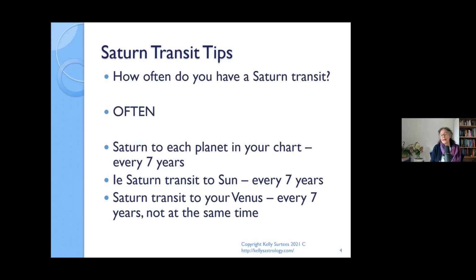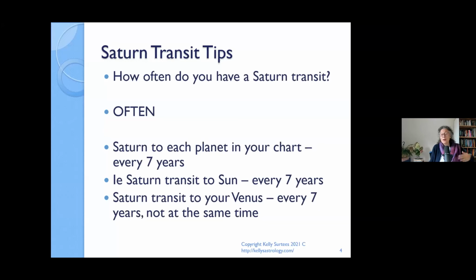Saturn will make one of these dynamic or more dramatic aspects by transit to each planet in your chart every 7 years. For instance, if Saturn is conjunct or square your sun now, 7 years in the future, Saturn might be square or opposite your sun. And then 7 years on from that, Saturn will come back and make another one of those aspects, either the conjunction, the square, or the opposition. So that every 7 years, you're having to do some of this Saturnian work about the sun and the sun stuff in your birth chart.